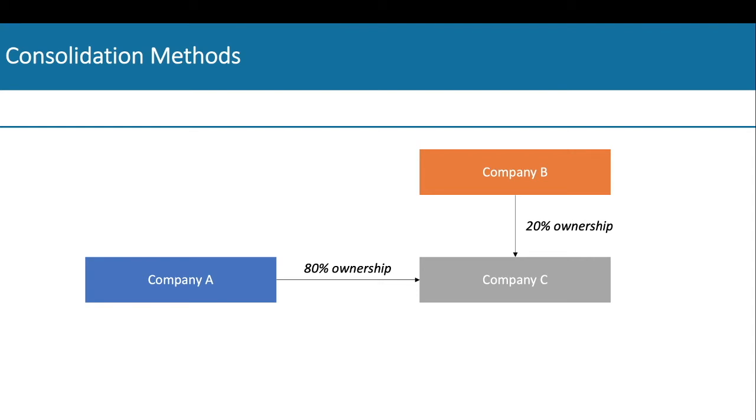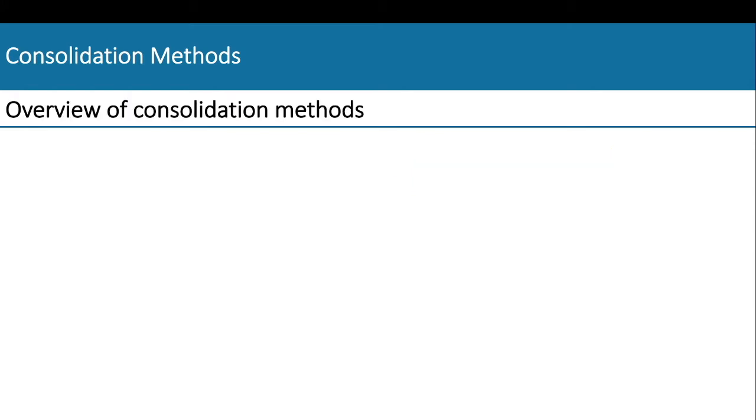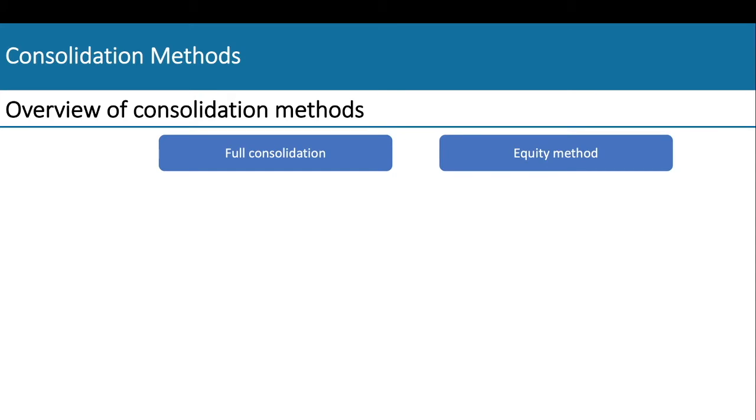Today we're going to be looking at consolidation methods. And the example we're going to be using is a hypothetical company A which owns 80% of company C and the remaining 20% are owned by company B. There's two methods of consolidation which are in use, which is the full consolidation and the equity method.